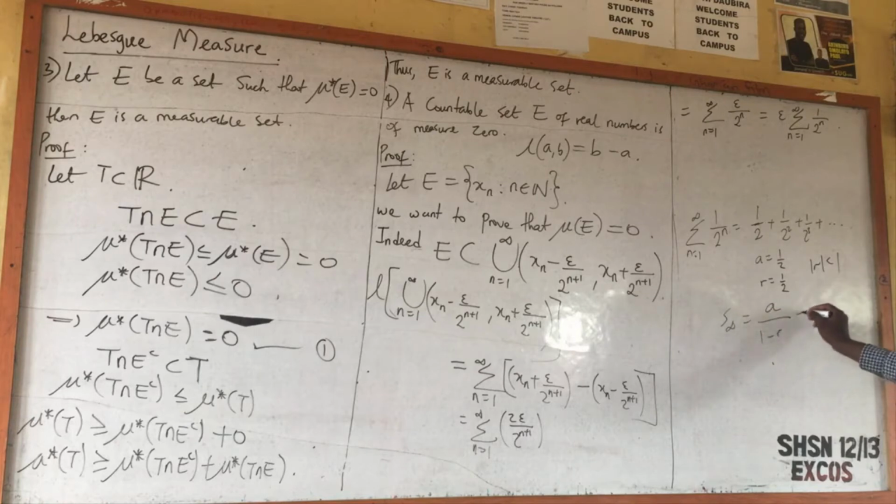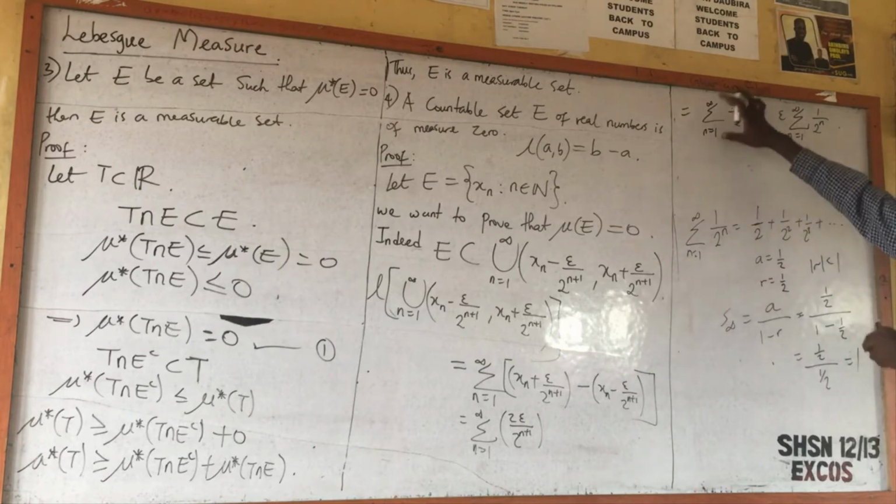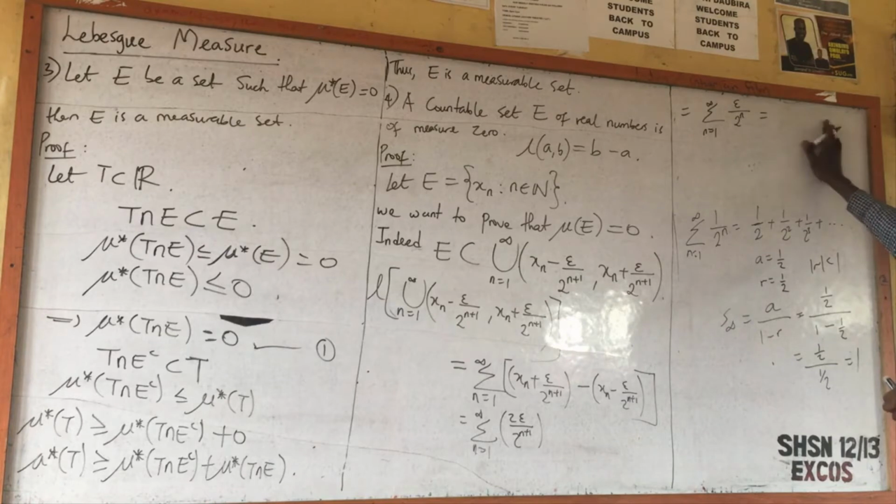The sum to infinity is a over 1 minus r. Here a is 1 over 2 and r is also 1 over 2. So 1 over 2, divided by 1 minus 1 over 2, which is also 1 over 2. Half divided by half will give 1. So that's why this is 1. Whenever we have something like this, with everything over 2 raised to power n, the value is always 1.